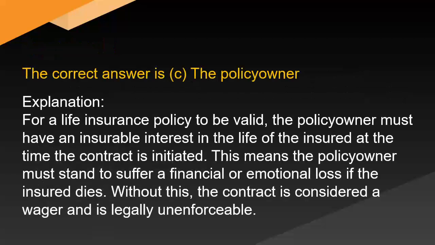The correct answer is C. The policy owner. Explanation. For a life insurance policy to be valid, the policy owner must have an insurable interest in the life of the insured at the time the contract is initiated. This means the policy owner must stand to suffer a financial or emotional loss if the insured dies. Without this, the contract is considered a wager and is legally unenforceable.